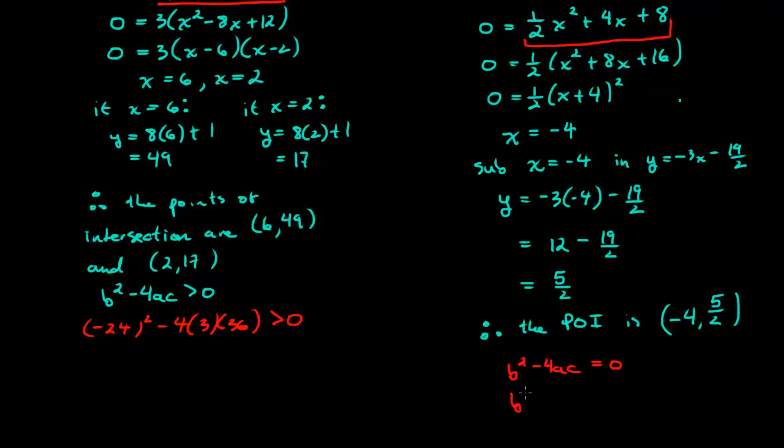If b squared minus 4ac is less than 0, well, that would have meant that there would have been no points of intersection. And we would have seen that there would be no solutions to a quadratic equation like this one. So we'll look at some more examples in the next video.